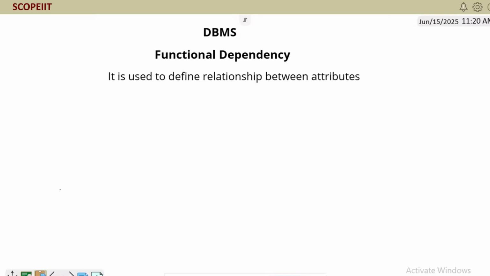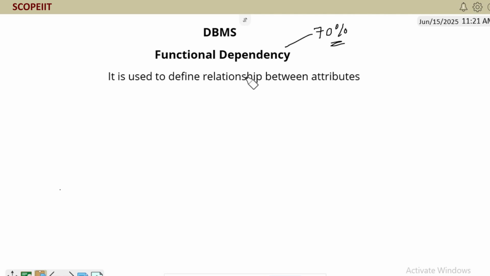Today we will discuss a new topic, functional dependency. Functional dependency is very important for your exam. You can expect about one question from functional dependency in all three exams, whether you're applying for UGC NET, GATE CS, or PGCET. So this topic is very important for all three exams.